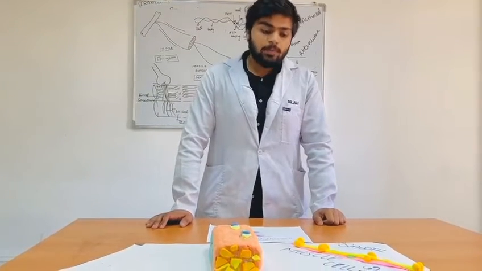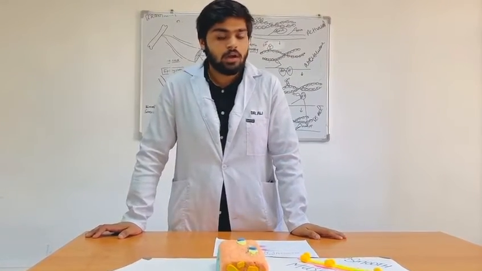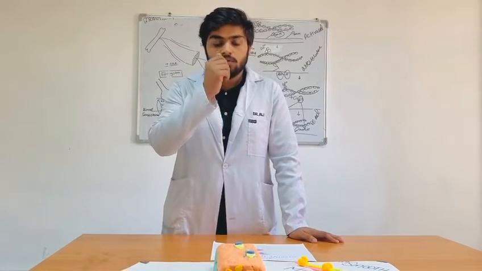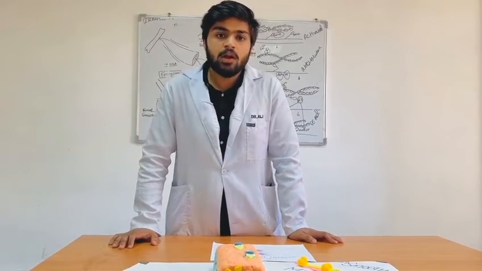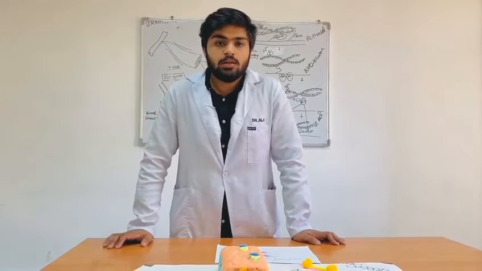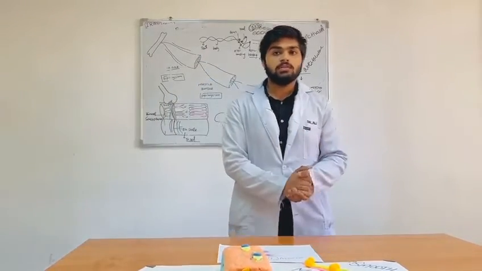Now I will explain the types of smooth muscles: single unit smooth muscle and multi-unit smooth muscle. Single unit smooth muscles are present in the genital tract, and multi-unit smooth muscles are present in the ciliary muscles, and they are also present in the gastrointestinal muscles.